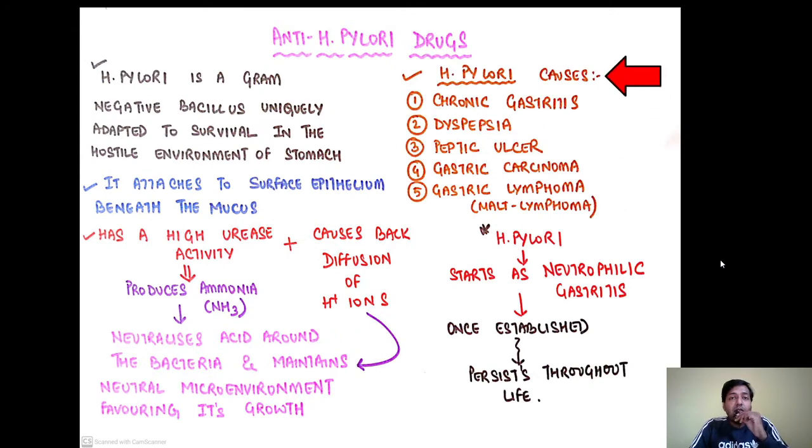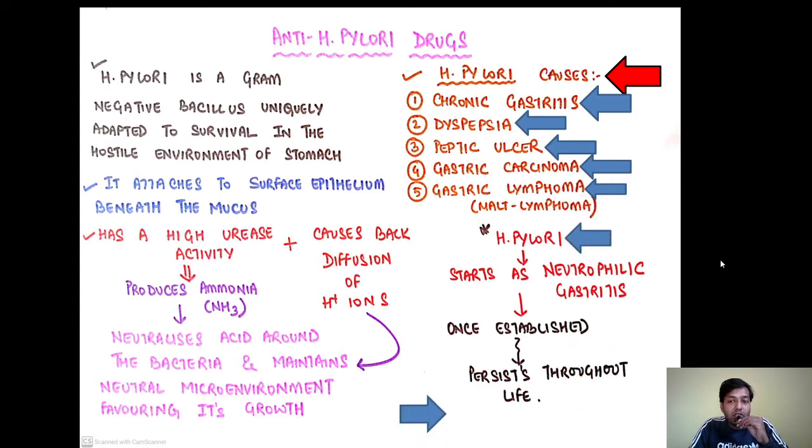The second thing is, what are the conditions caused by H. pylori? H. pylori is causing chronic gastritis, dyspepsia, peptic ulcer, gastric carcinoma, as well as gastric lymphoma called MALT lymphoma. These are the basic conditions which are caused by H. pylori. Remember, initially it starts as a neutrophilic gastritis, and once it is established, it is going to persist throughout life.